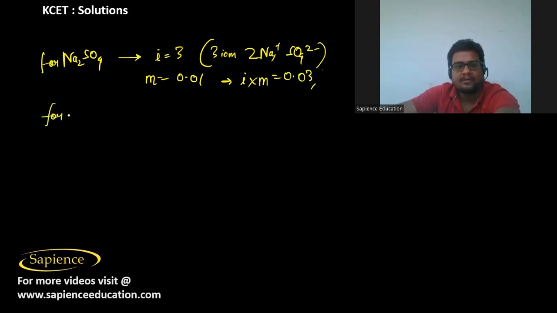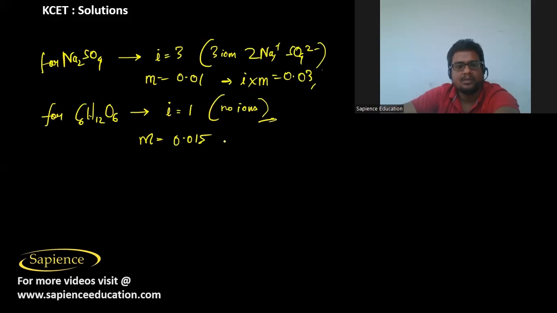And then for the last one, which is glucose, C6H12O6. For glucose no ions will be formed, so the Van 't Hoff factor i will be equal to 1 only. Then the molarity of the solution is 0.015 molar. So therefore here the value of i into M will be equal to 0.015.